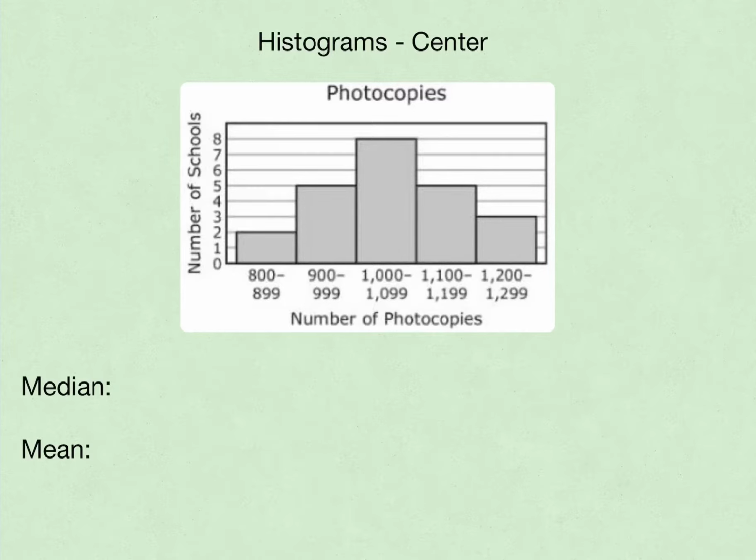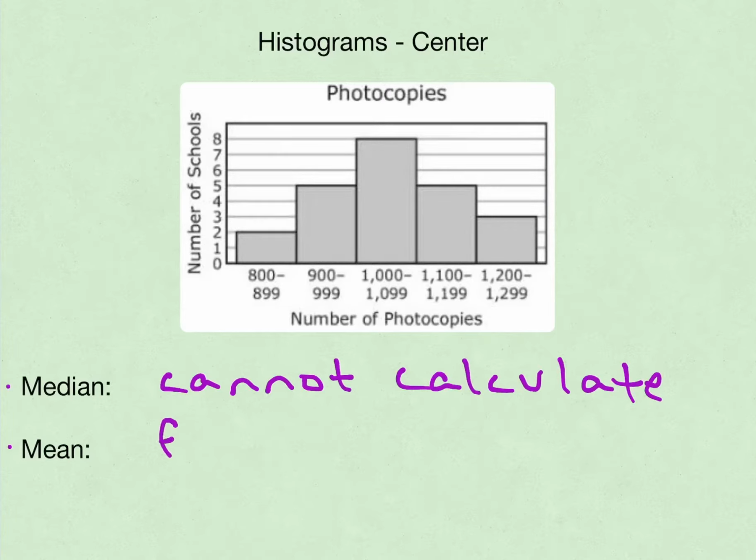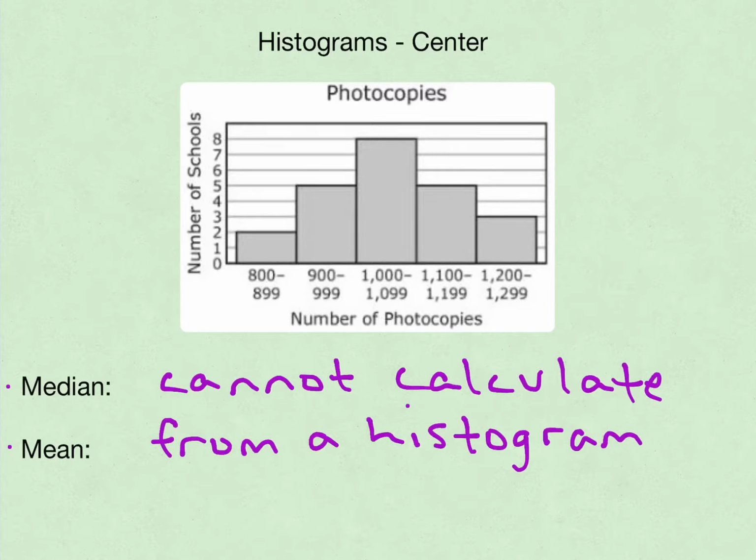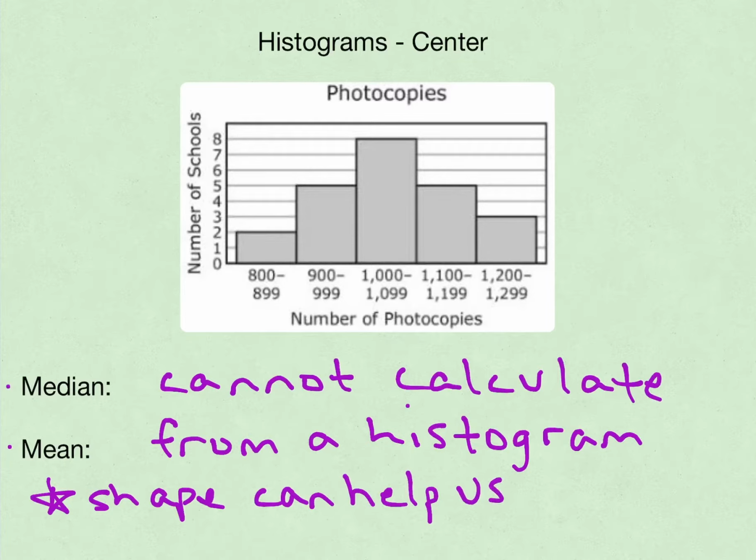Since we don't have the exact points for this histogram, we can't find the exact middle for the median. Also, since we don't know the exact data points, we can't add them up and divide by how many points there are, so we cannot calculate the mean. So for these 2 measures of center, we cannot calculate them from a histogram. But we can look at the shape of the data, and this can help us. So I'm going to put a star at the bottom and put shape can help us estimate.